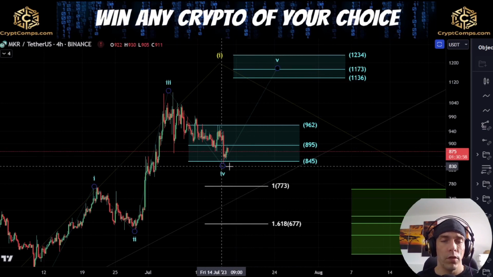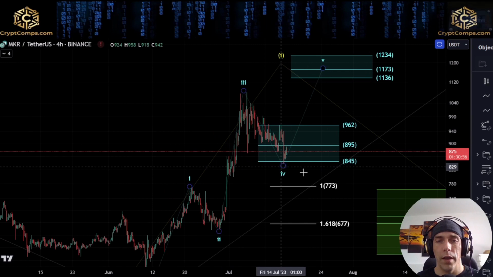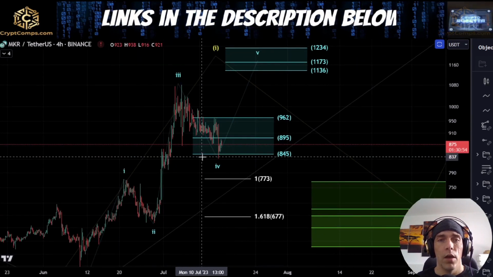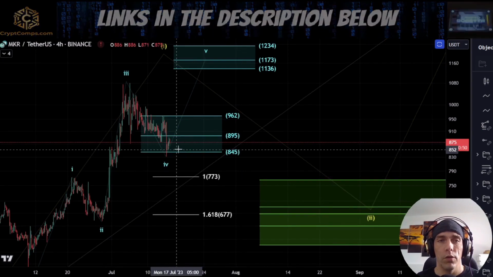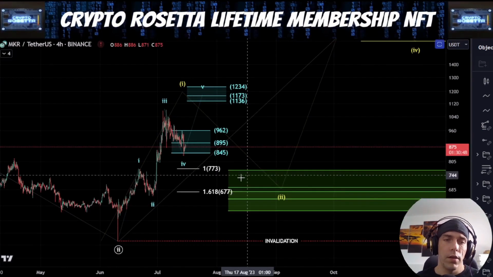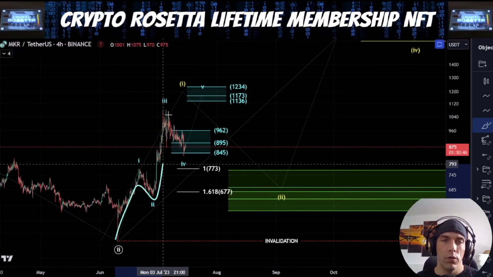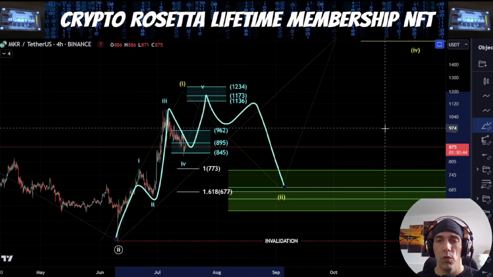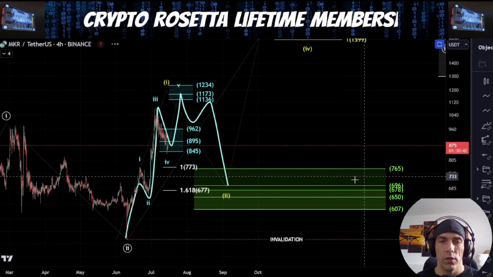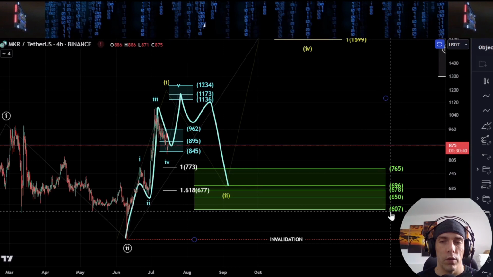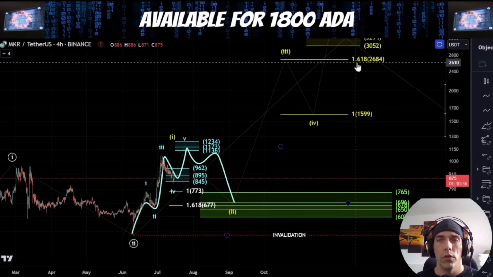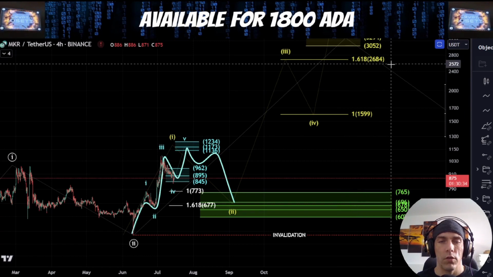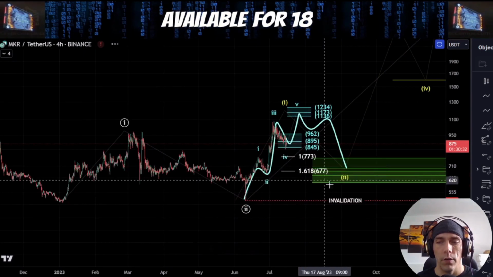If we ever lose this low here, it starts to become more likely that we have one of the other counts in play where this corrective move is still looking to push down lower. So I'm going to leave this on here for a second. The idea here is that if we do get this as 1-2-3-4-5, we get a 3-wave move back down here, looking to hold this support zone of the 765 to the 607, and then see that continuation up here for this third wave towards this 2684, with invalidation at that 511.